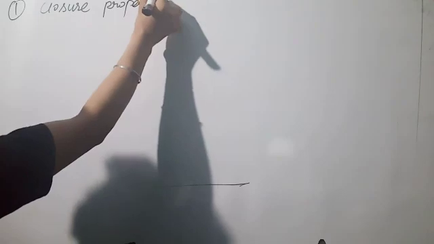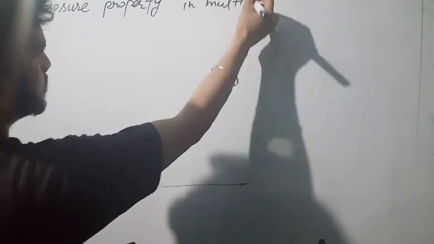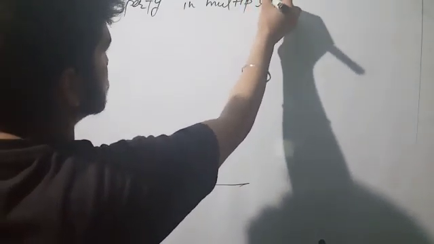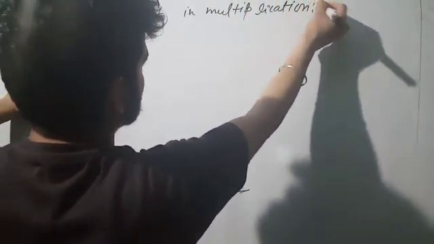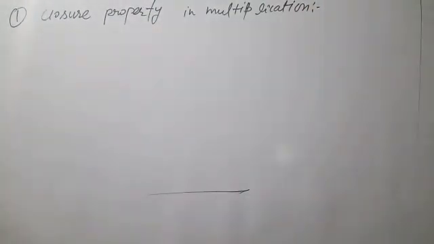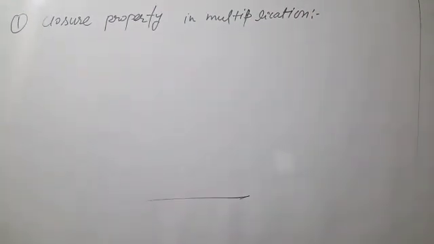Today in this lecture we will discuss the multiplication of whole numbers and the properties used in multiplication. Let us start with the very first property, that is the closure property of multiplication. Same as addition, multiplication follows all the properties which are followed by addition. The first one is the closure property.